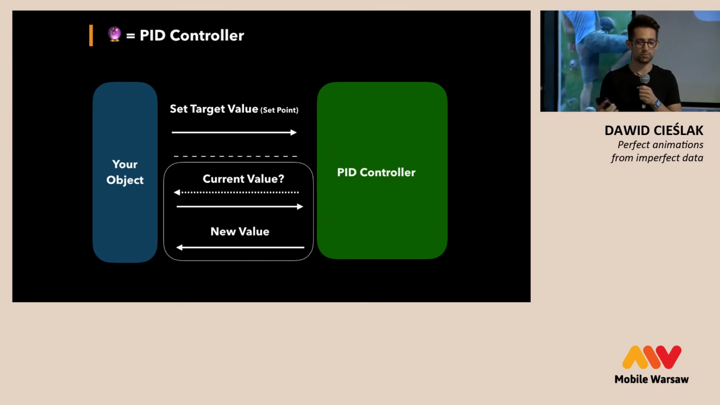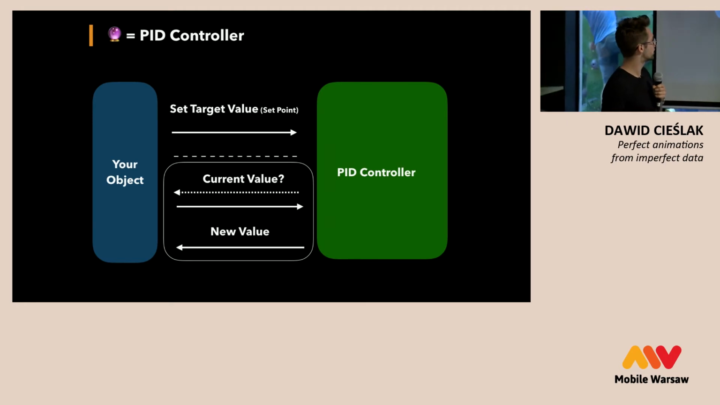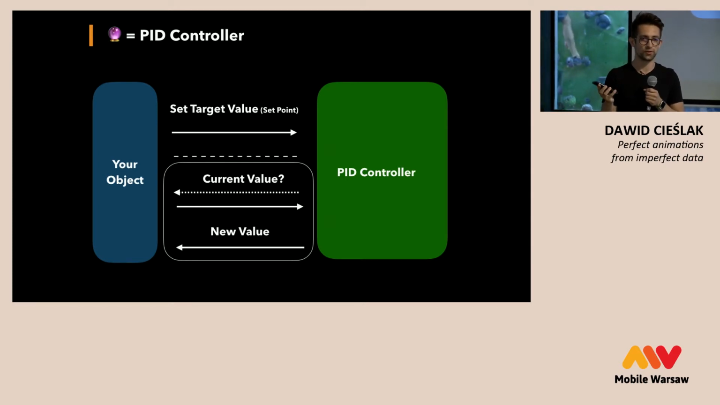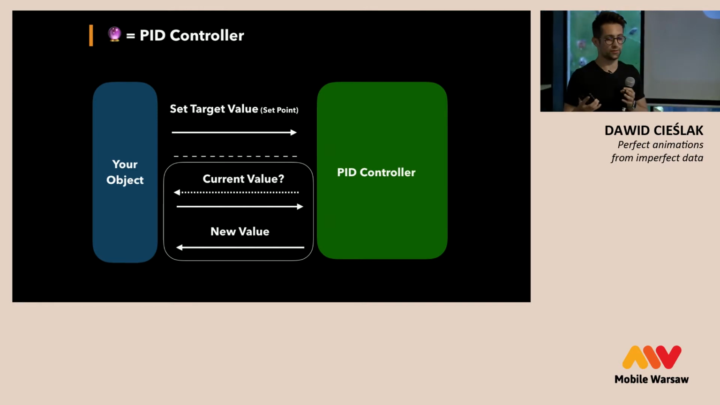Of course, there might be a situation when this target value will never be reached because, for example, you control the object with an accelerometer and you constantly move your phone, so it's actually never reached. That's completely fine for the system.